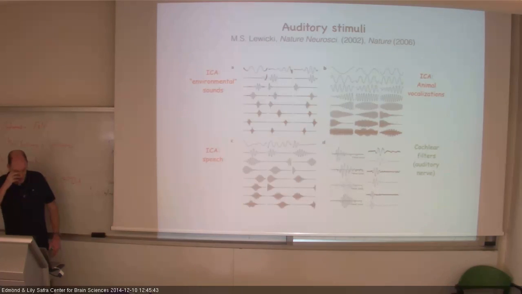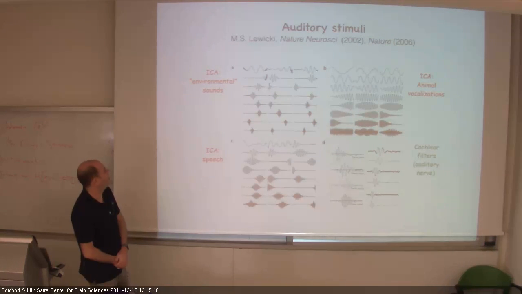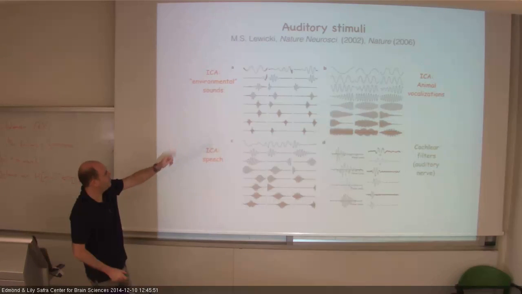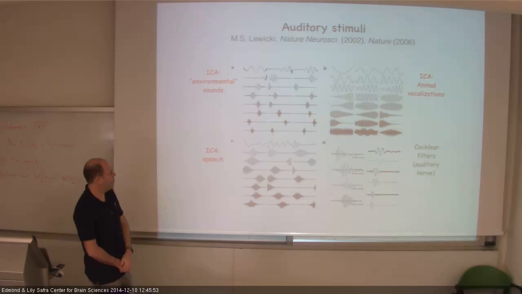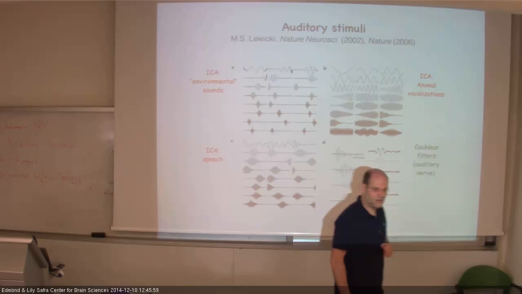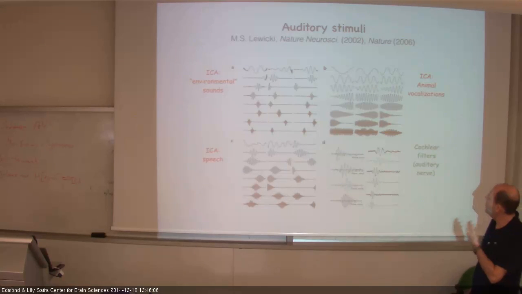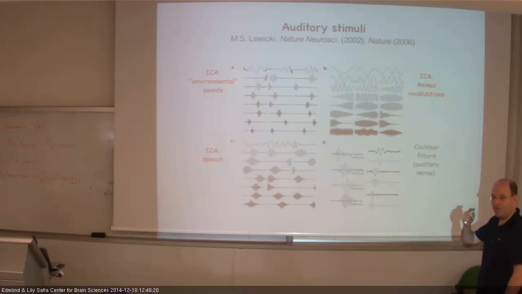And this is just to show you that this goes beyond visual processing. This is a paper by Michael Lewicki, from 2002, where he claimed that if you take recordings of natural sounds, and he actually combined natural sounds and also things like speech and animal vocalizations, and do an independent component analysis on them, you get independent components that are very similar to the filters that are applied already at the level of the auditory nerve.